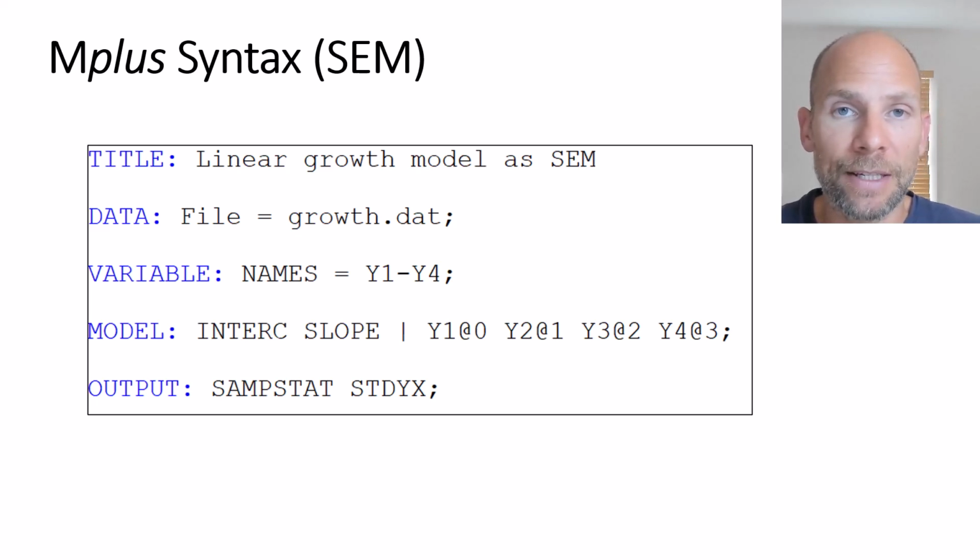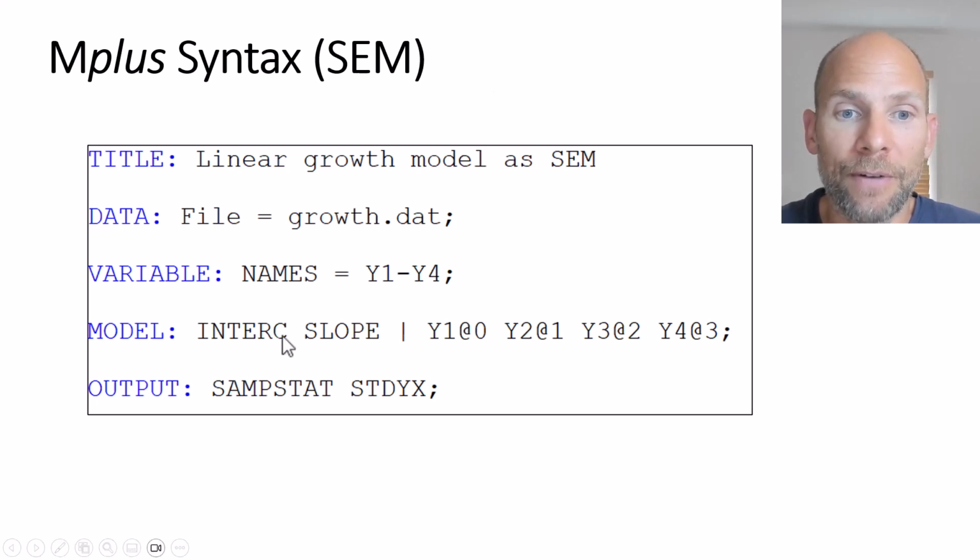You can see I have a title command here, which is optional. I have a data command that lets Mplus know my data file, here named growth.dat, which contains those wide format variables that I just showed you. The variable command labels those as y1 through y4, and then the model statement consists of just a single line of code that is given by the special Mplus syntax for growth curve models.